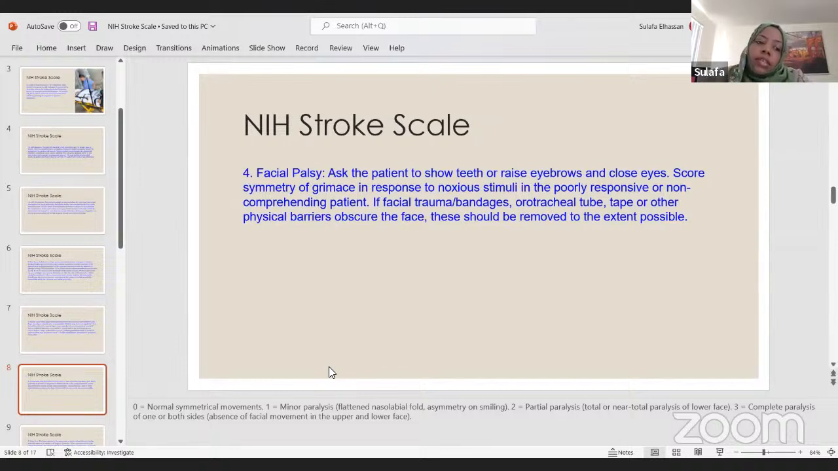And the key for this test: 0, normal symmetrical movement; 1, minor paralysis, like flattened nasolabial fold or asymmetry on smiling. We'll give 2 if there is partial paralysis, total or near-total paralysis of the lower face, and 3 if there is complete paralysis of one or both sides.